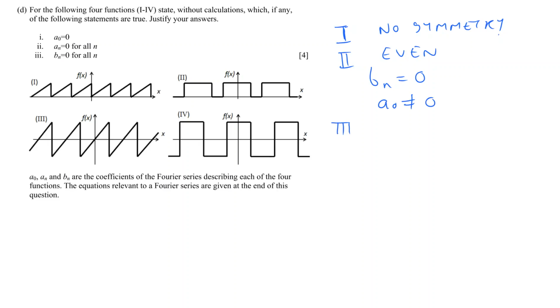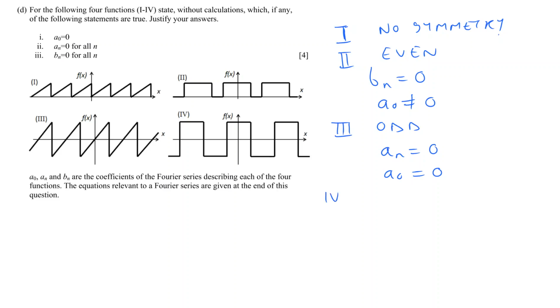If we now look at function number 3, we can see that this is an odd function. Because it's an odd function, there can be no cosine components present, and so all the an's have to be equal to 0. In addition, because a0 represents the constant, and a constant is an even function, we also must have that a0 is equal to 0. So for function number 3, the first two statements are true.